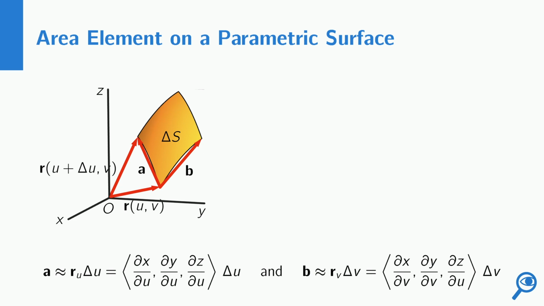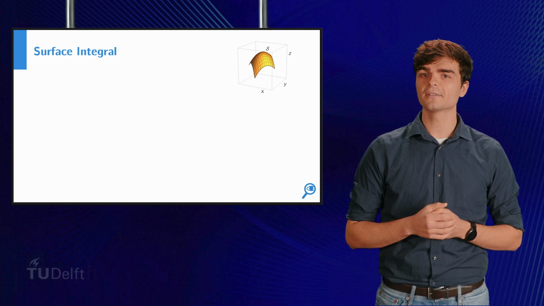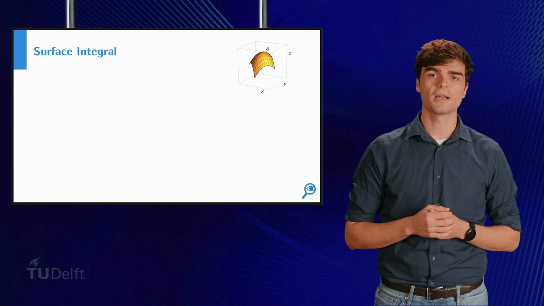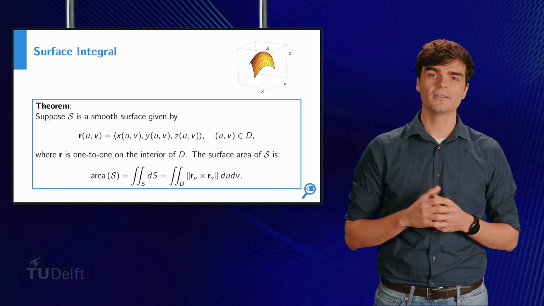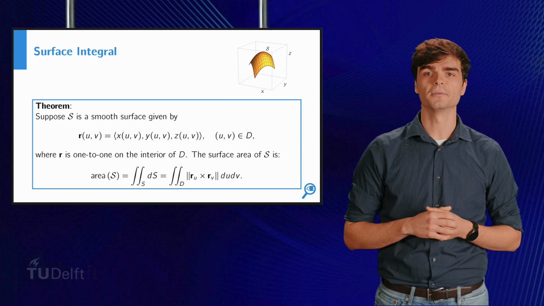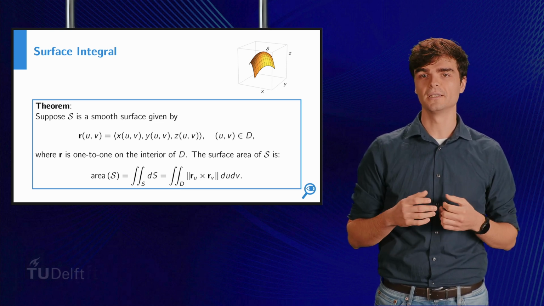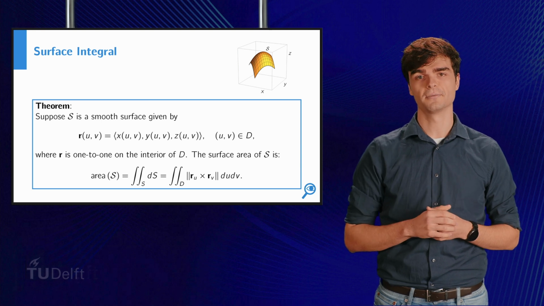The area of the parallelogram spanned by the vectors A and B is the length of the cross product of these vectors, resulting in an approximation of the area of delta S in terms of u and v. We again need to sum over all such area elements and take the limit of delta u and delta v to 0 to find the area of the surface. We end up with a so-called surface integral, and this is exactly the same as the formula for the area of a shape in 2D, but there the z-coordinate was 0.